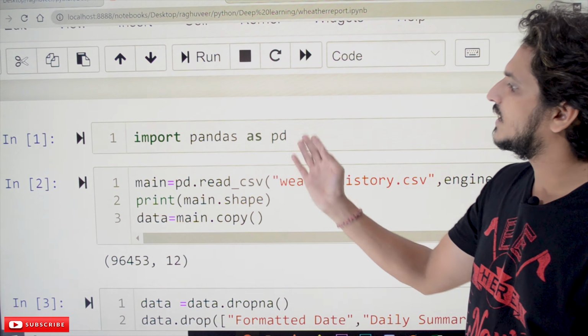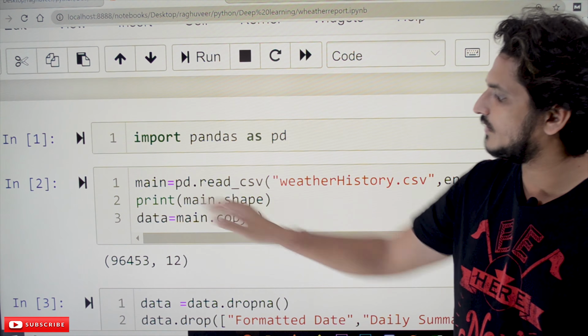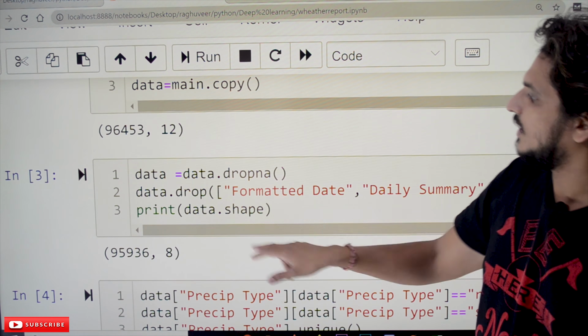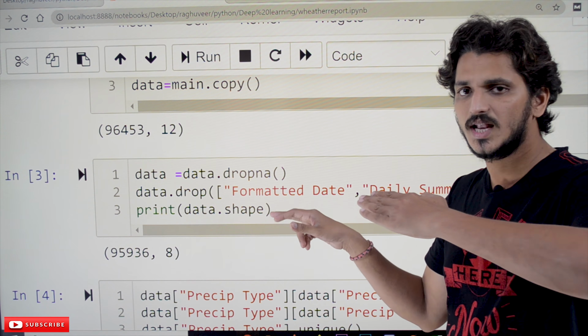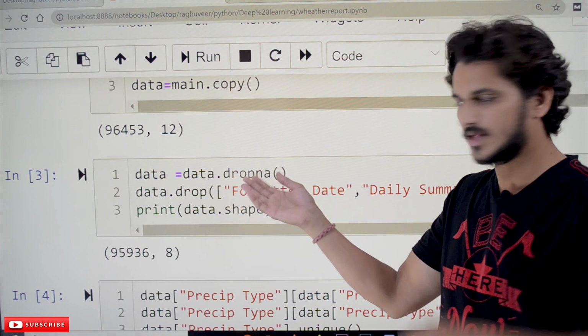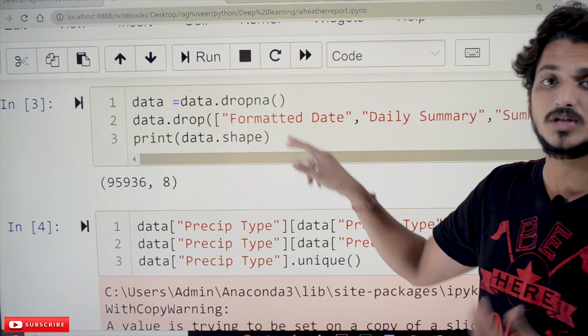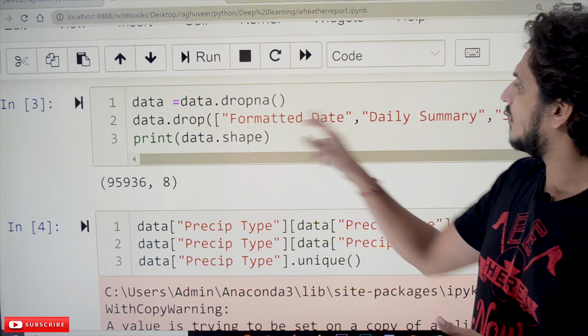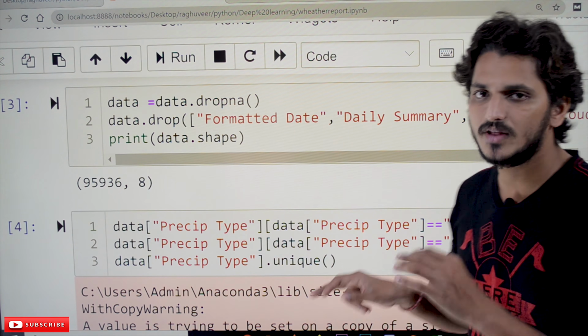We import pandas and create the data frame. We are reading the data into the data frame. In the data frame, we are removing the null values. If any line consists of null values, we are eliminating those lines. After that, we are dropping the columns. Which columns are we not using here? Formatted date, daily summary, summary, and loud cover are deleted from our data set.